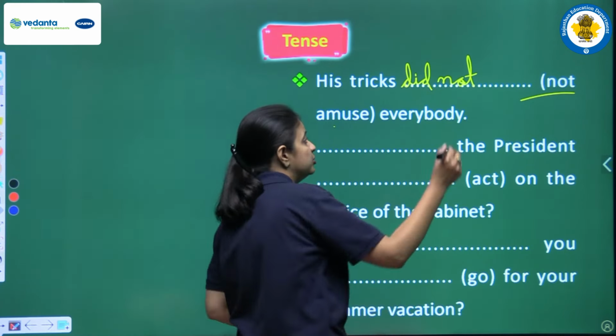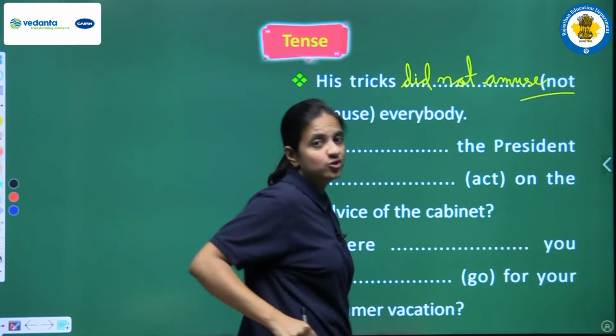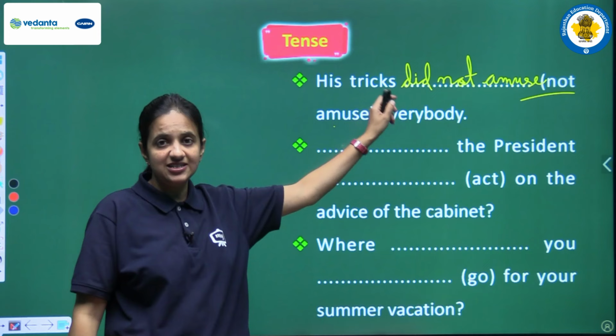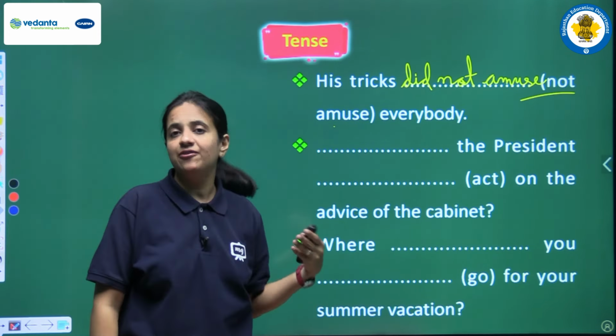So we will write amuse here as it is. We won't change amuse to second form, because we have to write first form here only, because we are having did in the sentence. So our answer will be, his tricks did not amuse everybody.